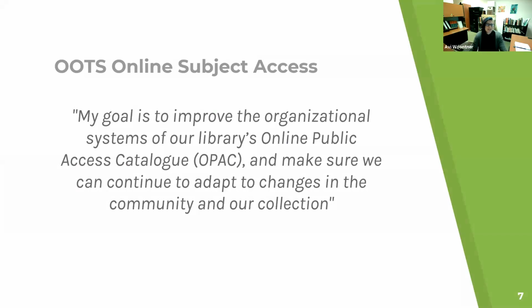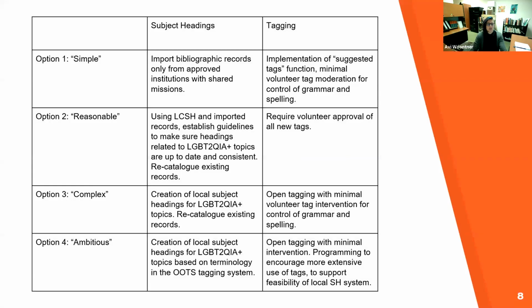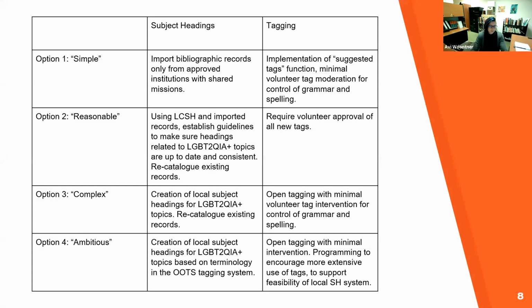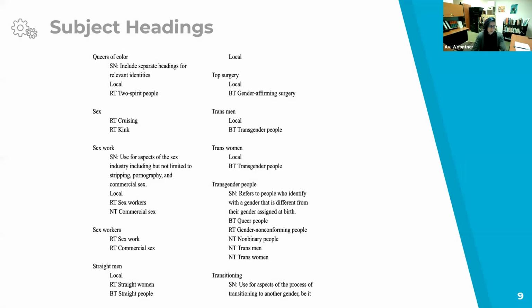There we go. So for my project, my goal was to improve the organizational systems of our library's OPAC and make sure that we could continue to adapt to changes in the community and our collection. I began with research into critiques of Library of Congress subject headings, alternative thesauri, and folksonomies, and then presented Out on the Shelves volunteers with a number of options for my path forward. We had about a week of open community feedback, which determined that option 3 would be ideal for our needs.